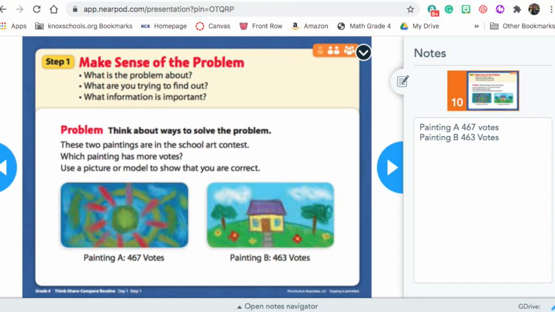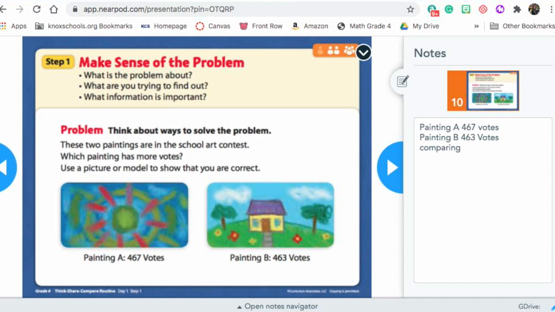So I'm not subtracting. It doesn't say that one of these paintings got a certain amount of votes a certain amount of times, because that would mean multiplication. I'm not breaking the number of votes into equal groups, so I'm not dividing. Which painting has more votes? Oh, I'm comparing. I'm comparing these numbers. I want to know which one has more votes, so all I really need to know is which number is greater. And if I need to know which number is greater, I'm comparing. All right, so I've got my numbers and I know that I'm comparing. Comparing is my operation.